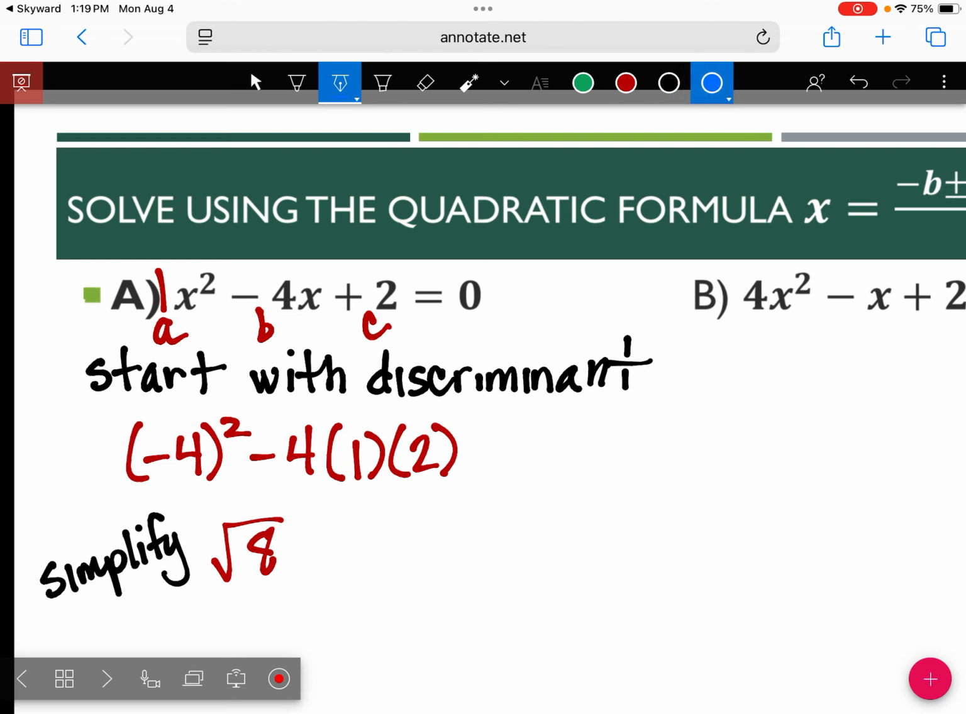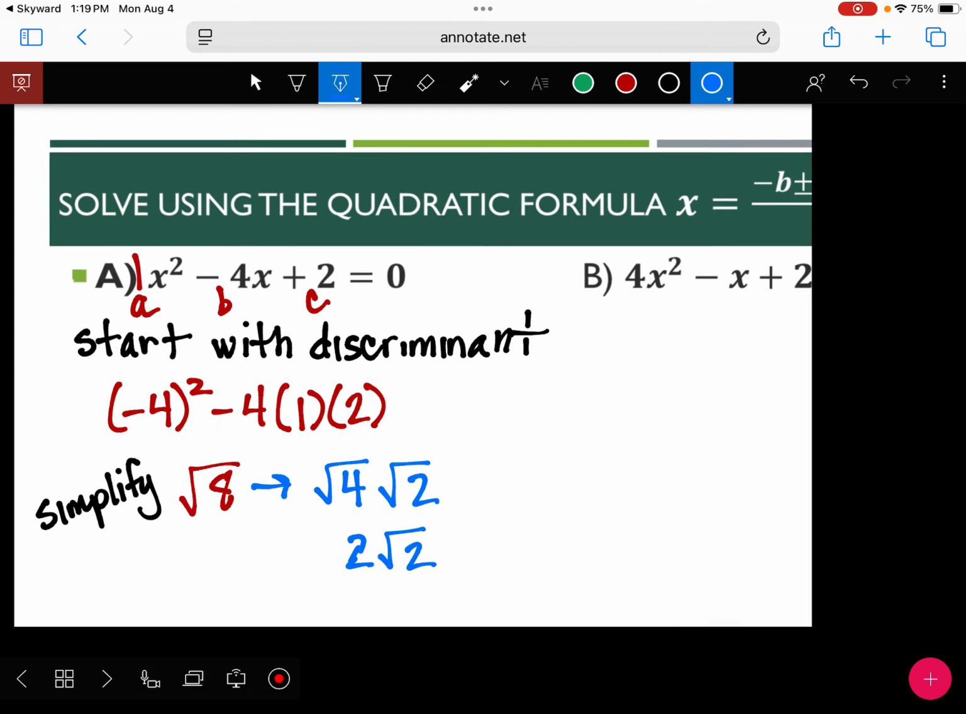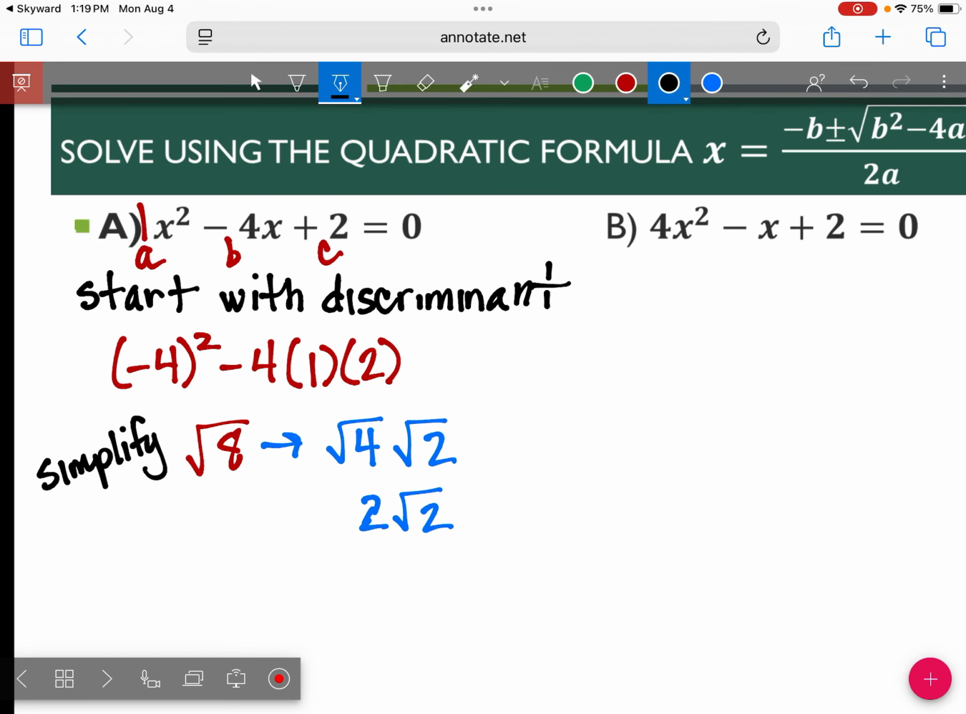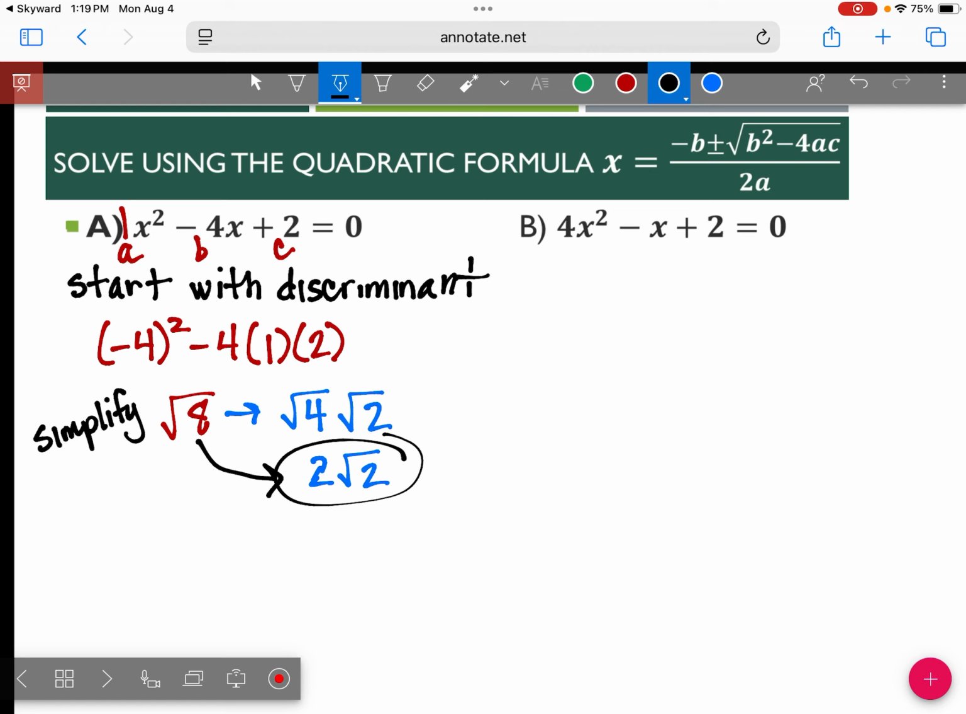So 8 can be broken apart into 4 times 2, which becomes 2 root 2. So this is how you're going to show your discriminant. If there's a perfect square, you have to take it out. So now we're going to finish it out.